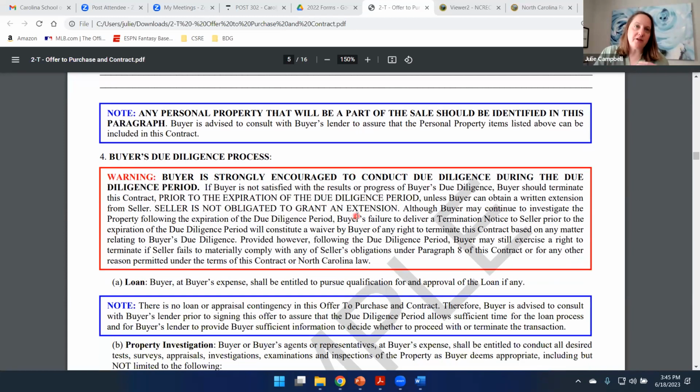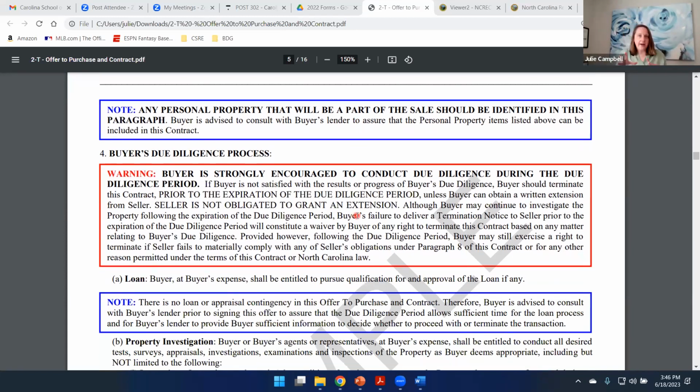So we're going to get to provision 4. Buyer's agents, provisions 4, 5, and 6 are about the buyer. So if you're a buyer's agent, if you're helping a buyer, these are the ones that we specifically want to make sure we point out and have the conversation about. 4, 5, and 6 are all about the buyer. Provision 4 is about the buyer's due diligence process.